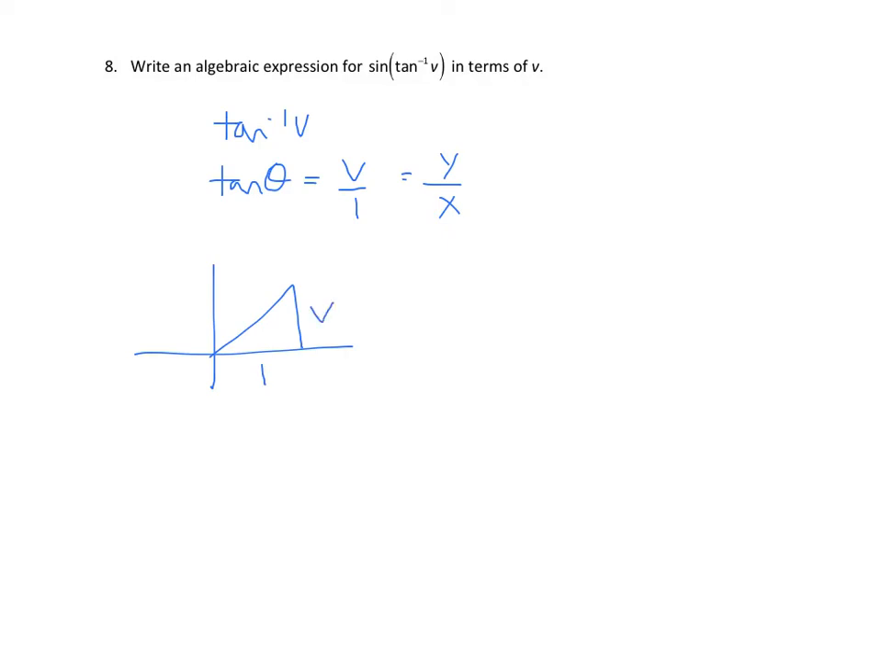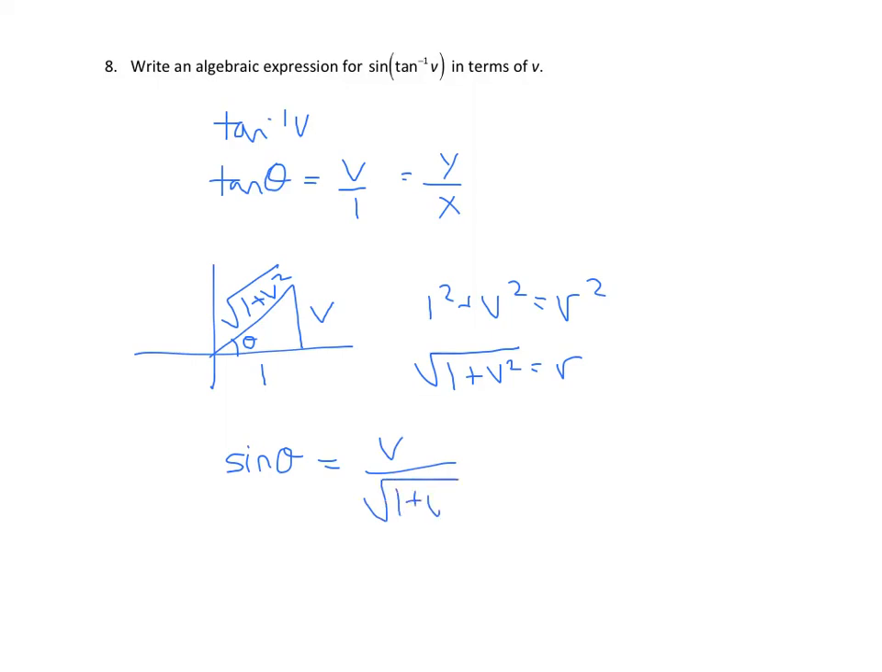and we use Pythagorean theorem to get an expression for r, 1 squared plus v squared equals r squared, square root both sides, and we get r equals the square root of 1 plus v squared. So that's an expression for r. And now I want to evaluate sine of this angle, theta, whatever it is. And the sine value would be the y over the r. So v over square root of 1 plus v squared.